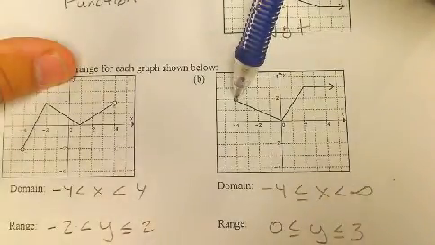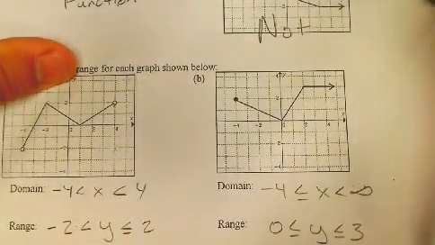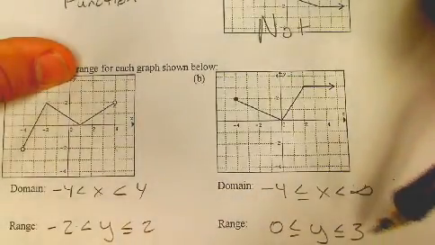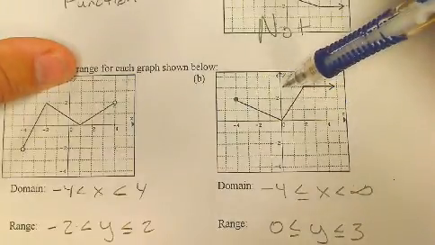Smallest x value is negative 4. The largest x value just goes on forever, all the way to infinity. You can never equal infinity. And then my lowest y value is at 0, and my highest y value is at 3.